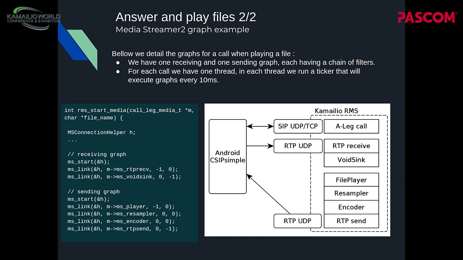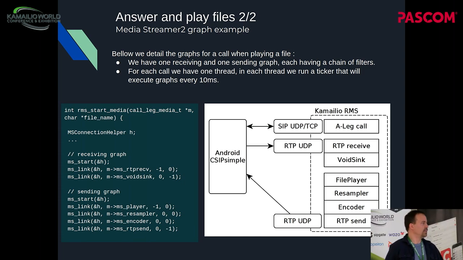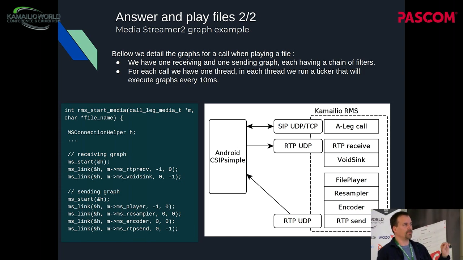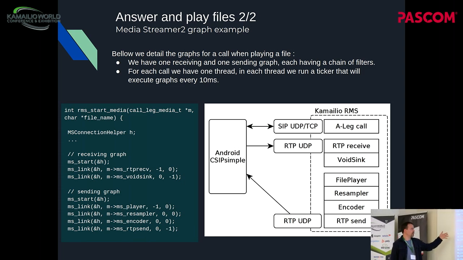And we create this chain. We spin up a ticker, and we create this graph. There are two graphs. On this side, we need to take care of transmit and receive. So the receiving graph, we just say, okay, be compliant, spin up an endpoint, receive the packet, and get rid of them as lightly as possible.